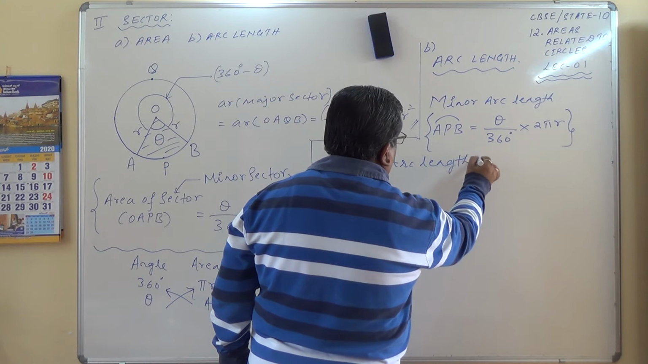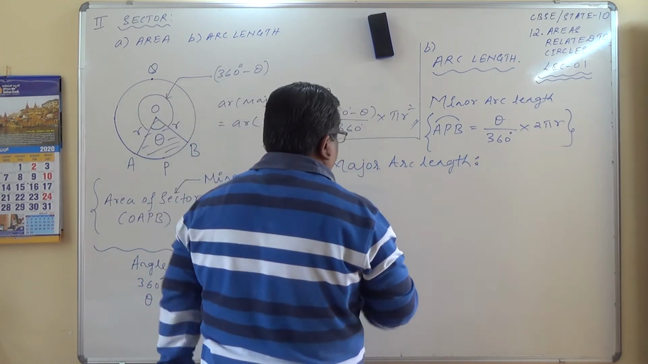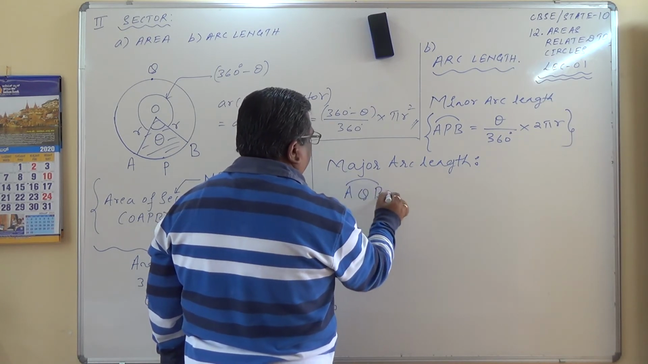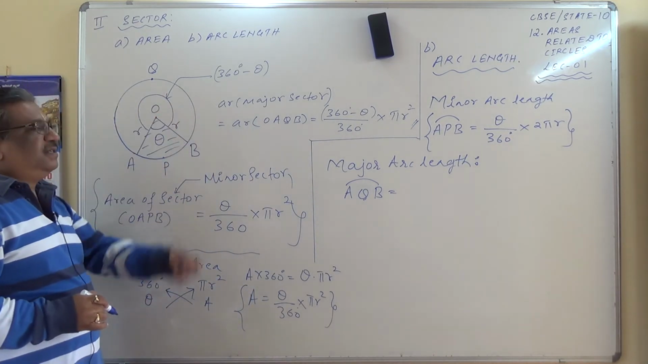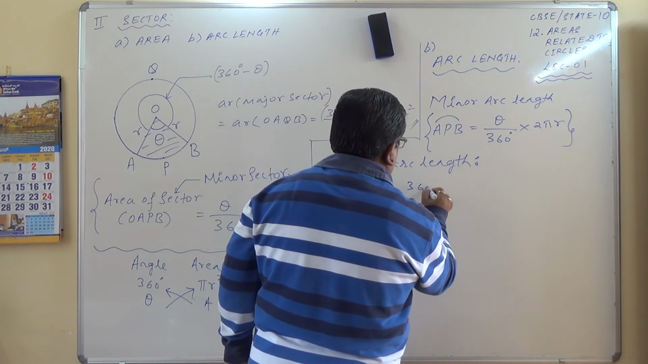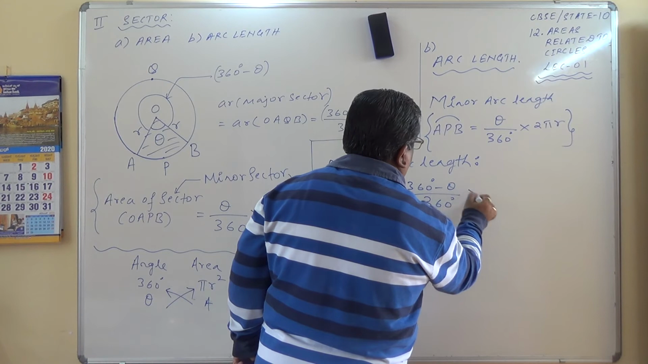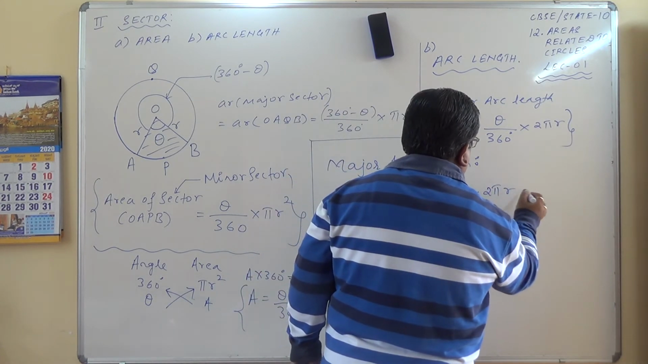Major arc length. What is the major arc length? AQB is given by, what is the angle here? This is 360 minus theta, which is nothing but the reflex angle. So (360 minus theta) divided by 360 into circumference 2 pi r.